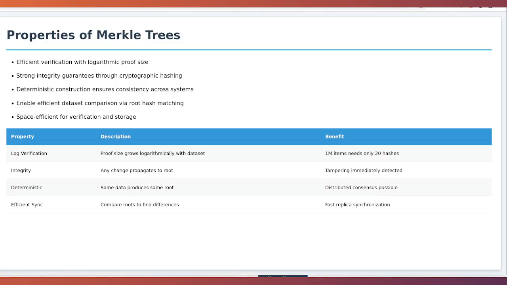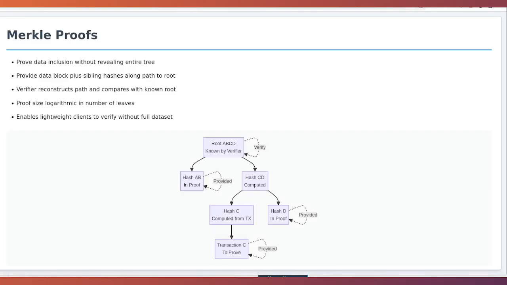Fourth, they enable efficient comparison. Instead of comparing entire datasets, two parties can simply compare Merkle roots. If the roots match, the datasets are identical. If they differ, you can quickly narrow down which specific data blocks are different. Finally, Merkle trees are space efficient for verification. Instead of storing or transmitting entire datasets, you can work with just the root hash and verification paths, dramatically reducing storage and bandwidth requirements.